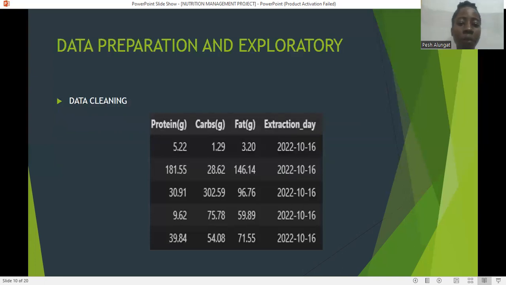So data preparation and exploratory, here we perform data cleaning, of which we had to remove the duplicated information in our tables. We had to remove spaces or the null spaces and we came up with data like you can see in the sample table here.